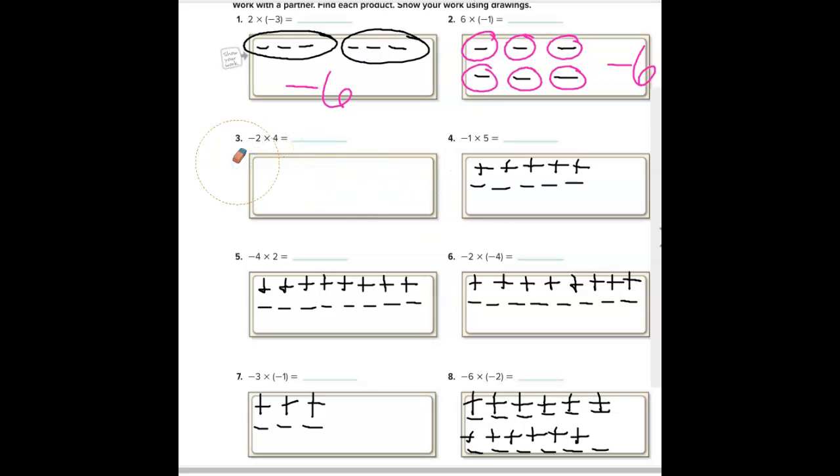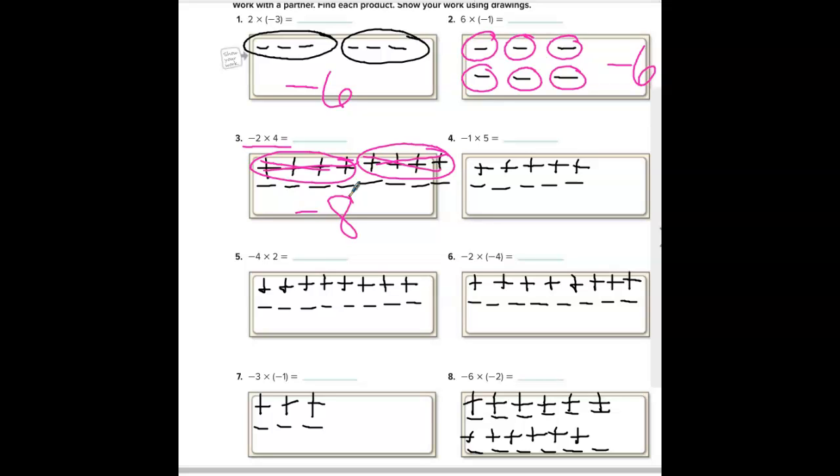Wait, so you take away the positive? So I start with my 0 pairs. 1, 2, 3, 4, 5, 6, 7. Thank you, Brock. Okay, so I need to take away 2 groups of +4. So here's 1 group, here's 2 groups. I take them away, I'm left with -8 or 8 negatives. Sorry. Thanks for correcting that.